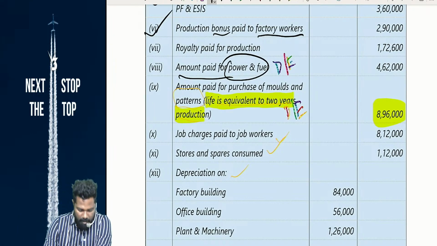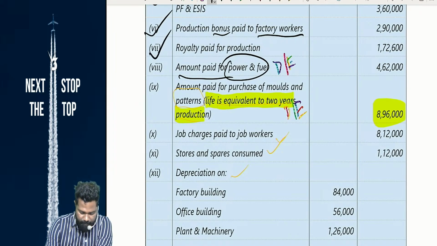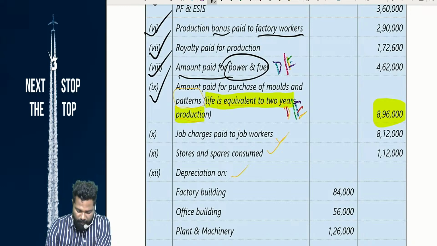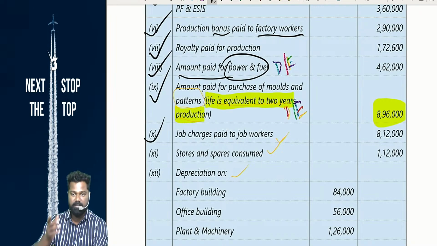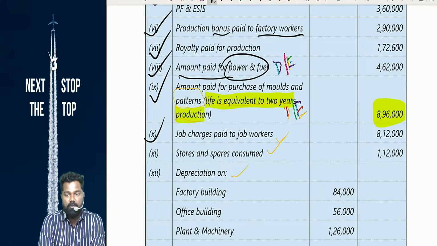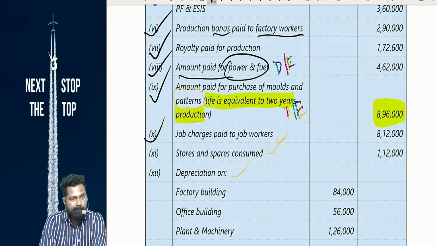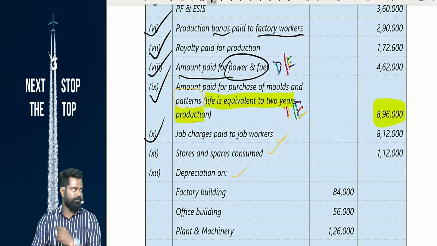Next. So royalty paid is done. Amount paid for power and fuel is also done. Amount paid for purchase of molds and patterns is also done. Next, last is what? Job worker. What is a job worker? Listen carefully. Who is a job worker?